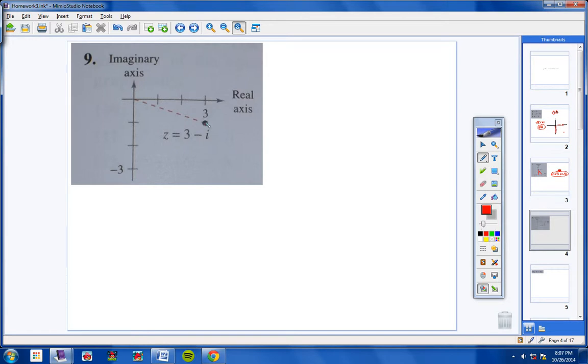Okay, here's our complex number. Here's our hypotenuse, if you will. We're going to go over 3. And we're going to go down 1, because here's my number, 3, negative 1, okay? So very quickly I can find the hypotenuse by doing this. Square the 3, square the 1, add them together, square root of 10. So there's my hypotenuse, okay?